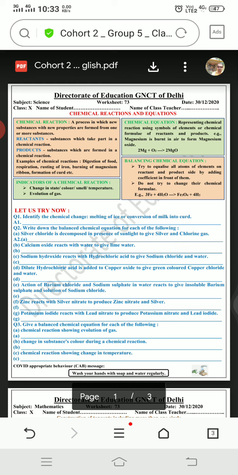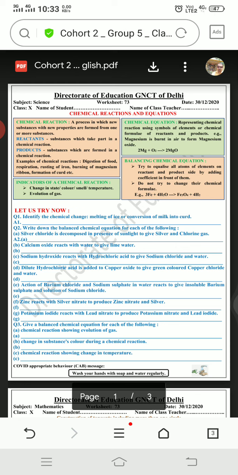Now we come to the chemical equation. What is chemical equation? This is a way of representation of chemical reaction. So this is representing chemical reaction using symbol of elements or chemical formula of reactants and products. So if we have any reactions taking place, how we will represent that the reaction is taking place. This is the reaction, this is the reactant, these are the product. So equation is the way of representation of the reactant, product, and the whole chemical reaction which is taking place.